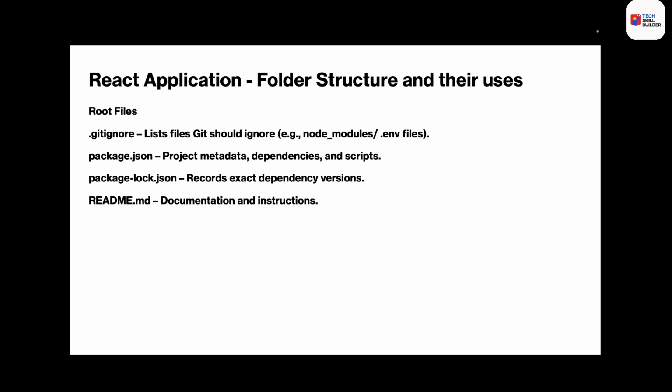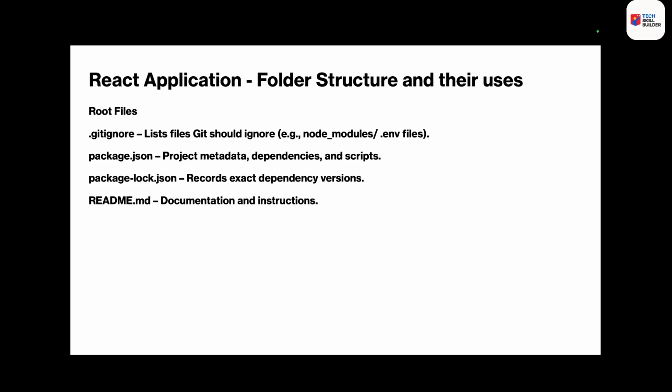Another most important file is package.json. So all project metadata, all dependencies which are third-party libraries or packages, and the scripts for how to run your React application, and all details will be in the package.json. And package-lock.json: whatever dependencies we install, and other project details, it will record the exact dependency version in the lock file.